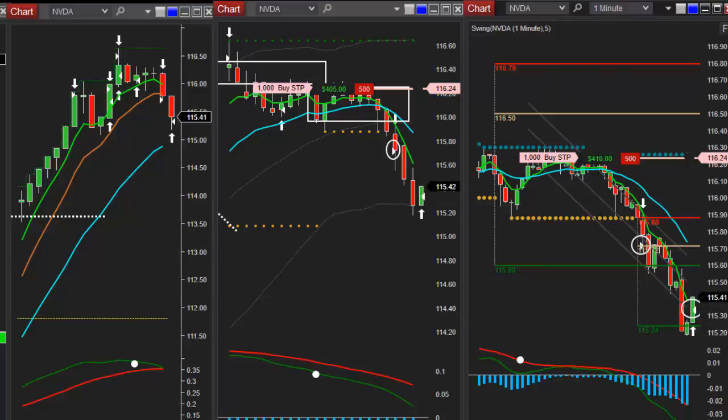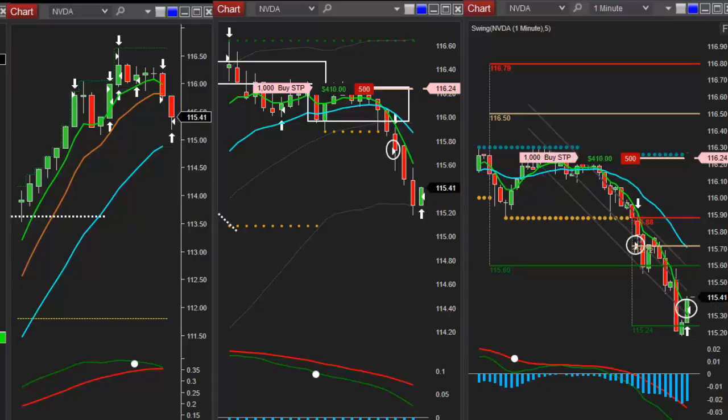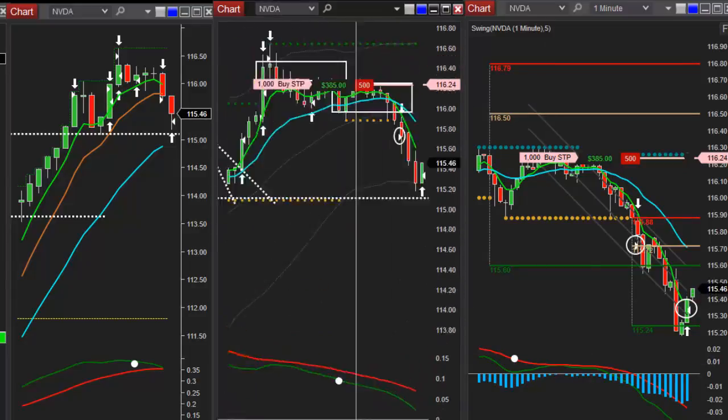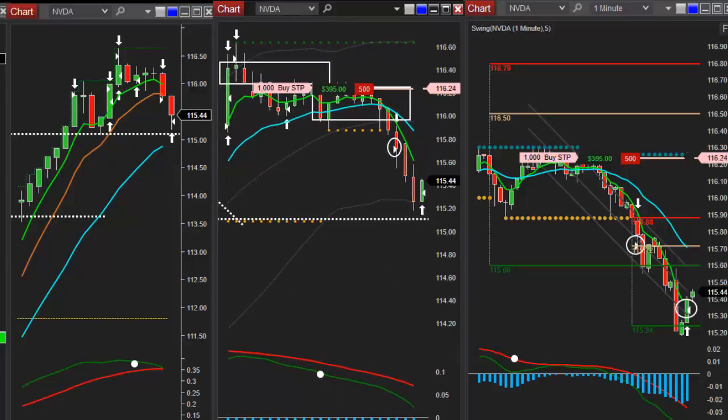So the order got triggered. It filled at about 115.34. And now I'm going to monitor price even more closely. It looks like there's a little bit of strength here, a little bit of support at that area I identified on the 10-minute chart, that horizontal price congestion area. This time I'm going to start thinking about tightening up my stop. I still have half a position.